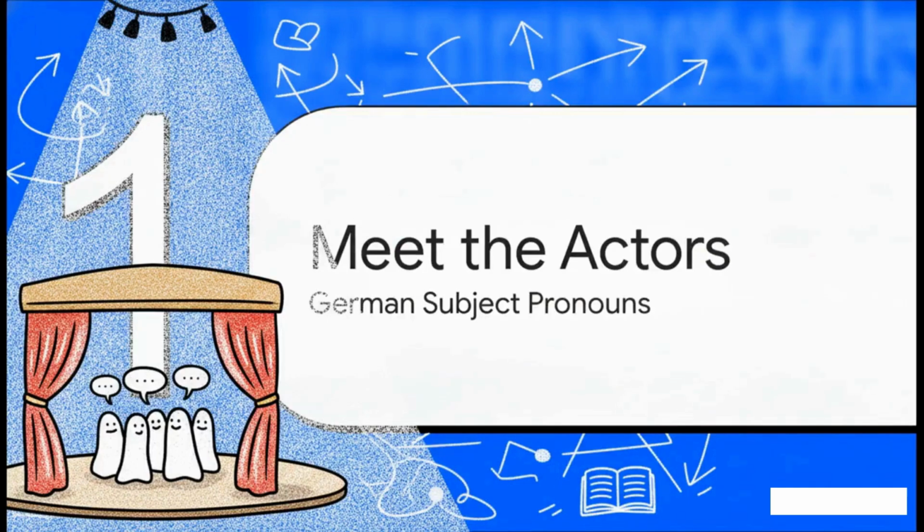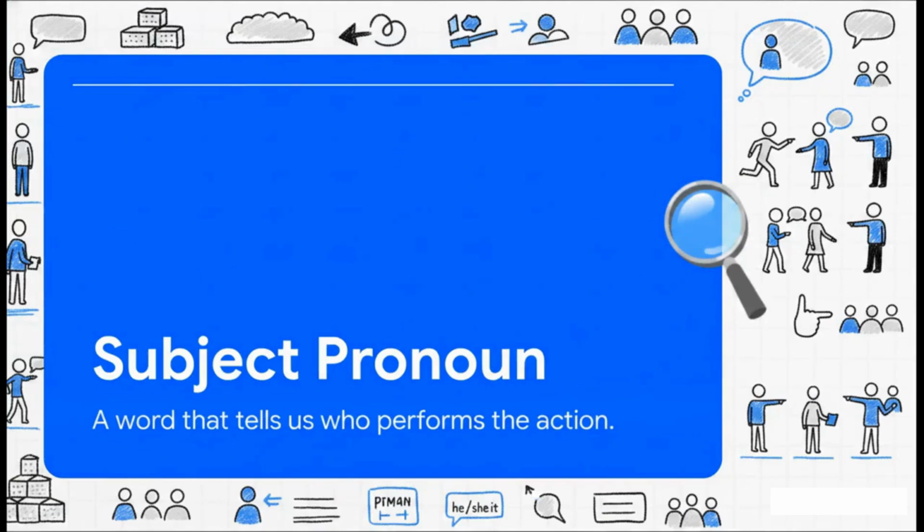All right, step 1. Let's meet the actors, German subject pronouns. Think of language kind of like a stage play, right? Before any story gets told, you need your actors ready on stage. In grammar, a subject pronoun is simply a word that tells us exactly who is performing the action. Words like I, you, he, she, it. They basically stand in for a noun so we aren't constantly repeating names. It's literally the most basic building block we have.